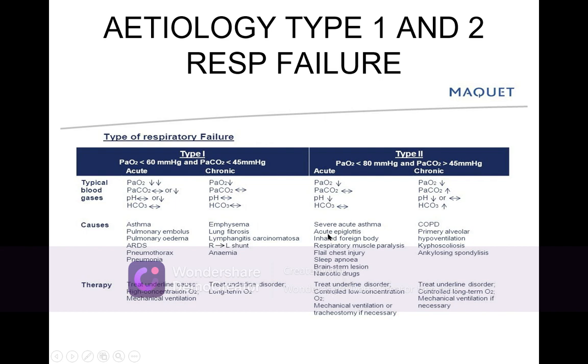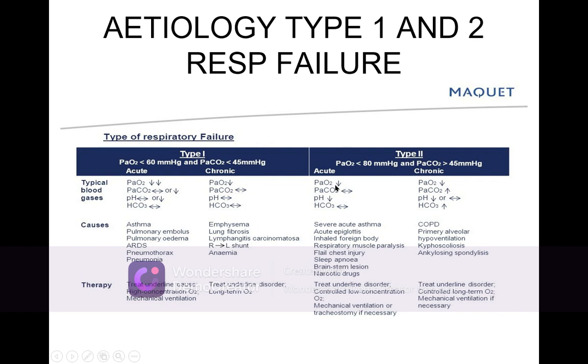Now, in the chronic progressive type of type 2 respiratory failure, the major illness is COPD, and its polar end is chronic bronchitis. Then there is primary alveolar hypoventilation, where primary means idiopathic. Kyphoscoliosis and ankylosing spondylitis cause restricted movements of the chest wall. Rickets, painful inspiration and expiration, and severe osteomalacia will also cause this retention of carbon dioxide.